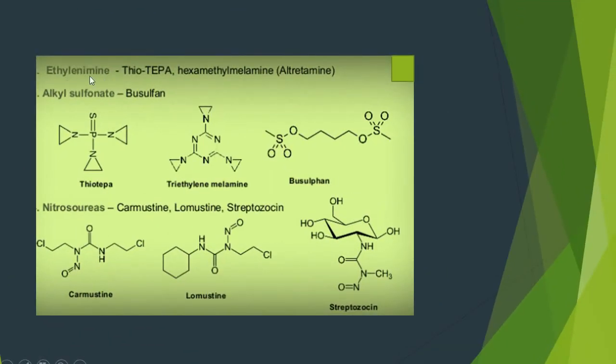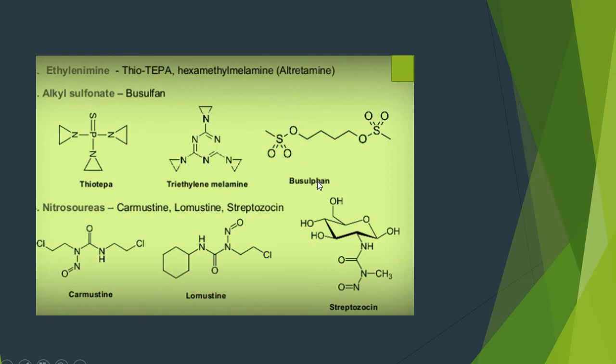The next category is ethylenimines, and the drugs are thiotepa and hexamethylmelamine. This is the structure for thiotepa, in which there is ethylenimine. Because of this ethylenimine, both of these drugs come in the category of ethylenimines. This is hexamethylmelamine, 1, 2, 3, 4, 5 and 6. The next category is alkyl sulphonate, and the drug is busulfan.